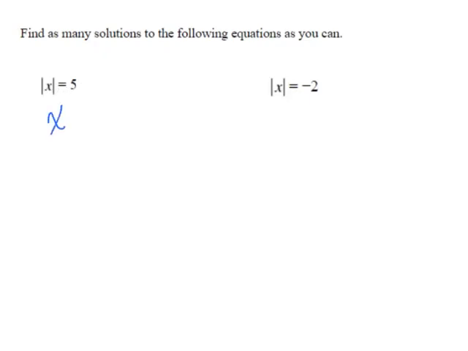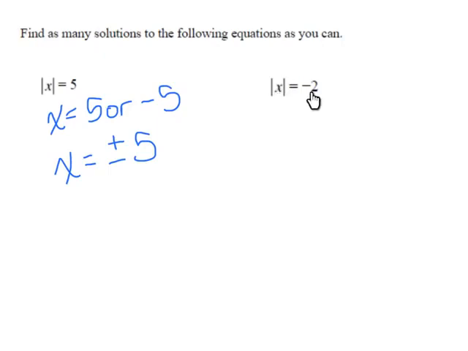Well, that would mean 5 or -5. You can also write this as x would equal plus or minus 5, which just means that x could be 5 or -5. Now let's look at the next example.